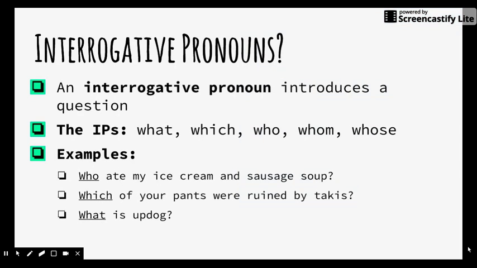Should we do interrogative pronouns next? You see what I did there? An interrogative pronoun introduces a question. Yeah, sometimes things can be simple. Here's some interrogative pronouns. What, which, who, whom, whose. Here's some examples. Who ate my ice cream and sausage soup? Which of your pants were ruined by Takis? What is up, dog? Now, just like our old pals, the demonstrative pronouns, interrogative pronouns can be adjectives when they modify pronouns or nouns. Let's take a look.